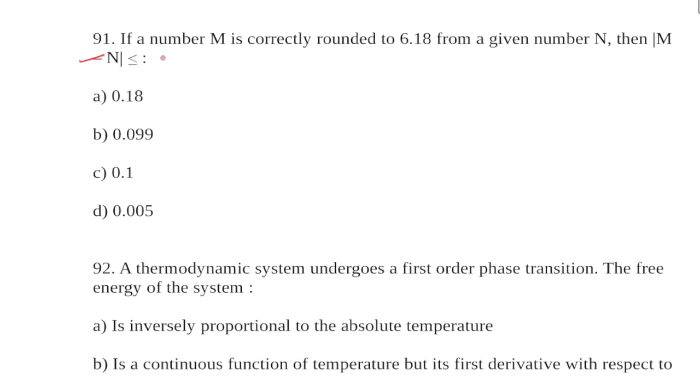Next, 91. If a number m is correctly rounded to 6.18 from a given number n, then |m minus n| is less than or equal to 0.005. So the correct option is option D.